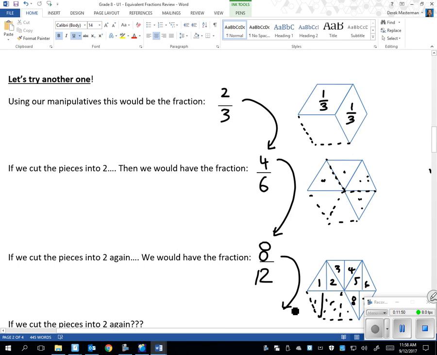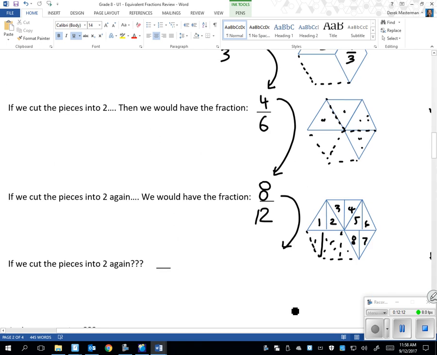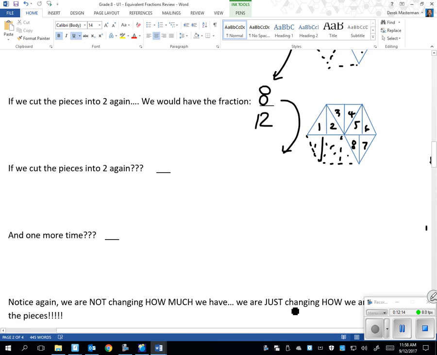Every time I cut in half, 2 things are happening. The top, the numerator, I double how many pieces I have, and it takes twice as many pieces to make a whole now. I'm not changing how much I actually have. They're all equivalent. I'm changing how I'm looking at all the pieces. Very good. So, if I cut it in 2 again, what do I get?